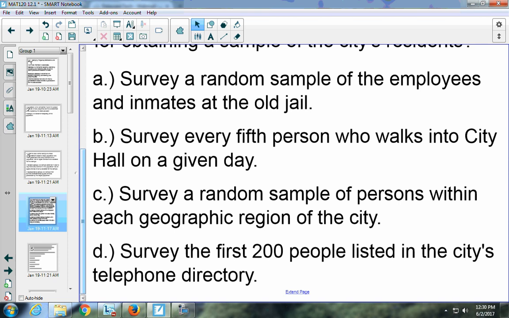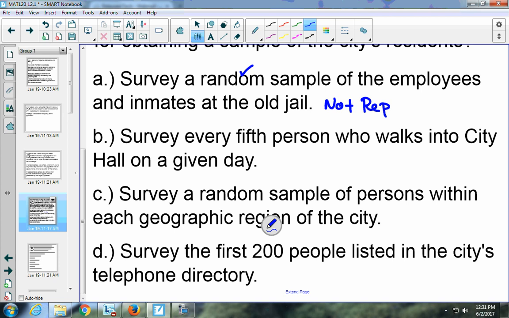Let's go through them in order. Remember, we want the survey to be random and representative to get a good sample. So this first one has random right in there. Survey a random sample of the employees and inmates at the old jail. However, it is not representative because we're only looking at employees and inmates at the old jail. We want this to represent all of the residents. So that one does not work. We don't want to choose option A.